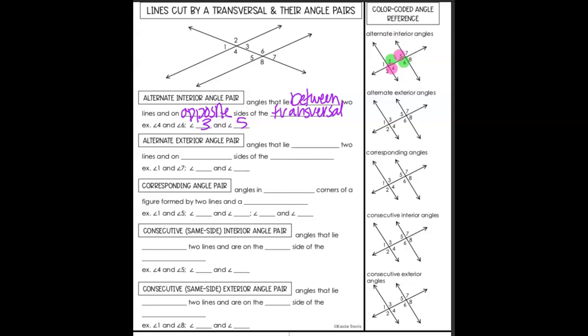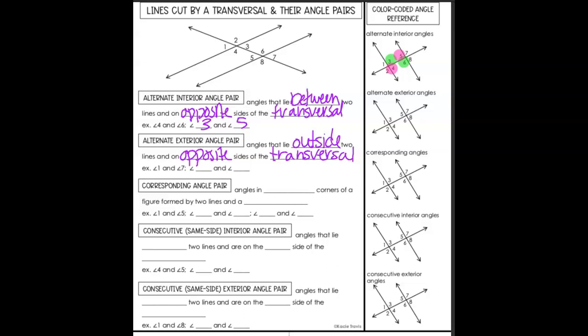All right, the next one, you have alternate exterior. Exterior meant on the outside. So if we have 2 angles that lie on the outside of 2 lines on opposite sides of the transversal. Again, you should have these spelled out already. Okay, so again, with the colored highlighter, what numbers are on the outside? 7 and 8 and 1 and 2.